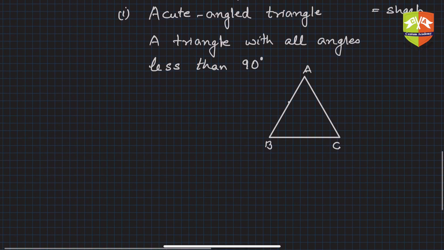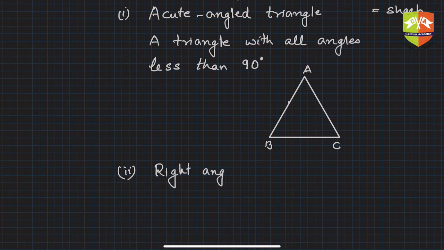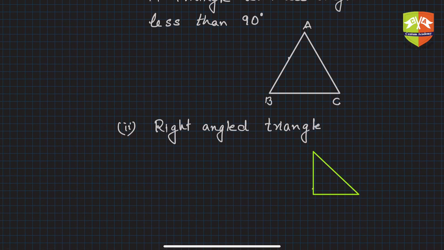Now, second category is right angled triangle. Now, this nomenclature is since Euclid's time or even before that. Actually, there is a right line as well. So, the line joining two points is called a right line. So, right angled triangle. What is a right angle? What you now know as a perfect 90 degree angle. So, if one angle is 90 degrees, then it is called a right angled triangle. Right? ABC.